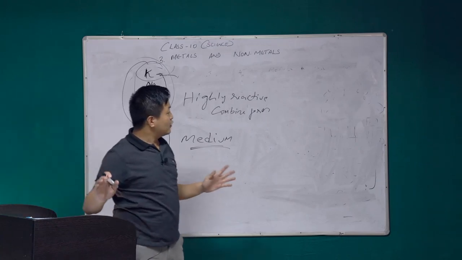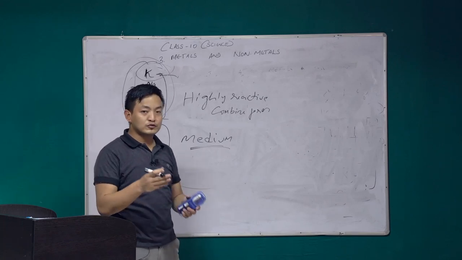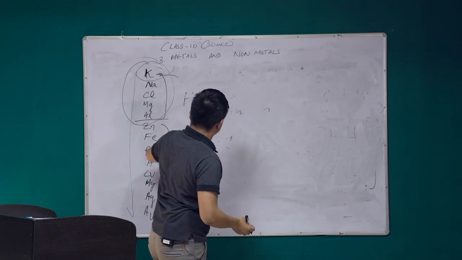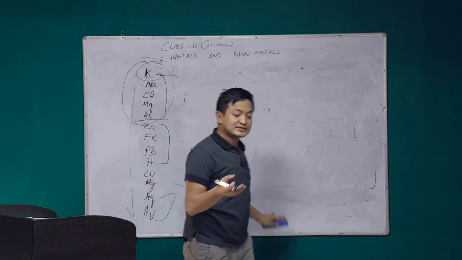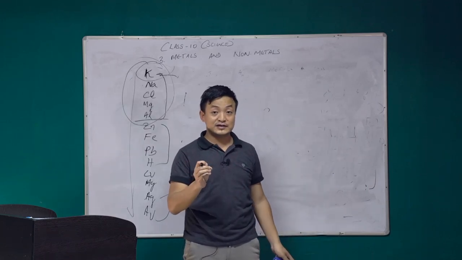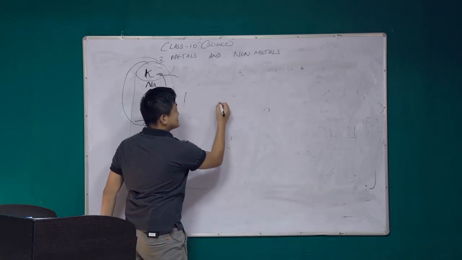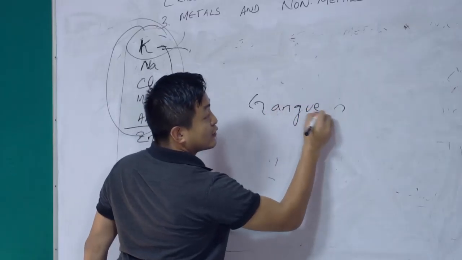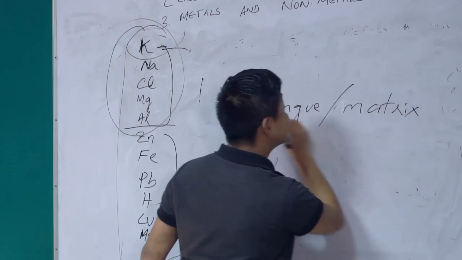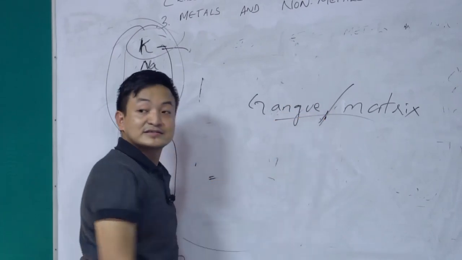Okay, so what kind of steps do metals have to go through to get the final product of metals? Naturally, when we find metals in nature, they are found with impurities like dust particles, sand, clay, and they are known as gangue or matrix. Matrix, okay? So these are the impurities that we find in metals.